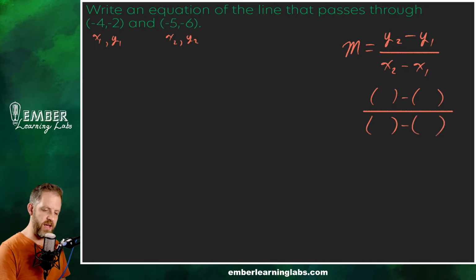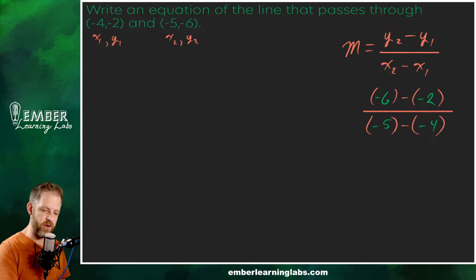So y2 is negative 4. And y1, or excuse me, y2 is negative 6. y1 is negative 2. I didn't get either thing right. I got an x and the wrong point, and it's just all gone to heck. All right, so x part, x2 is negative 5, right? x1 is negative 4. So now we need to simplify that on down.